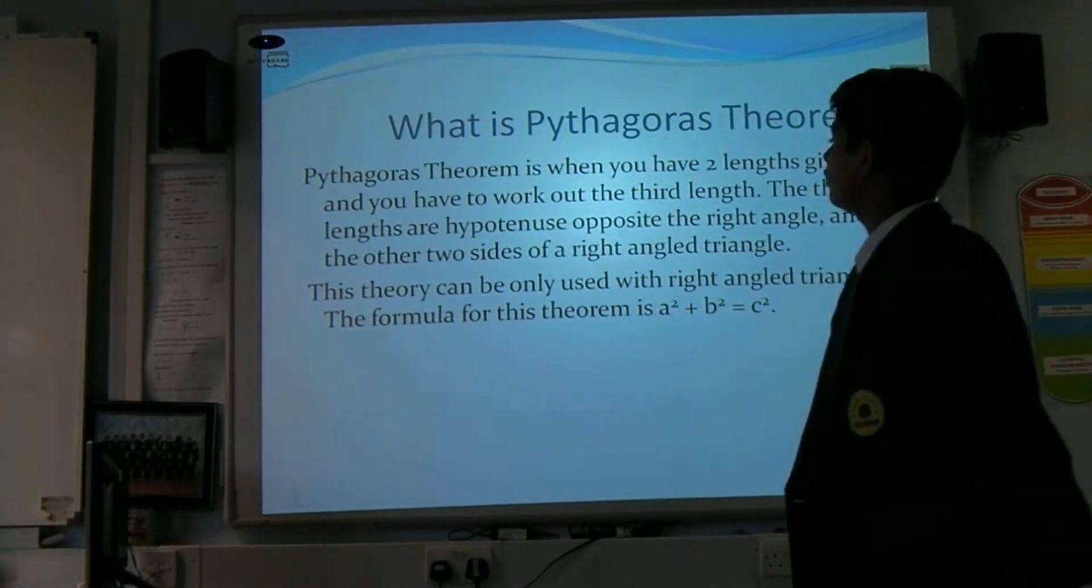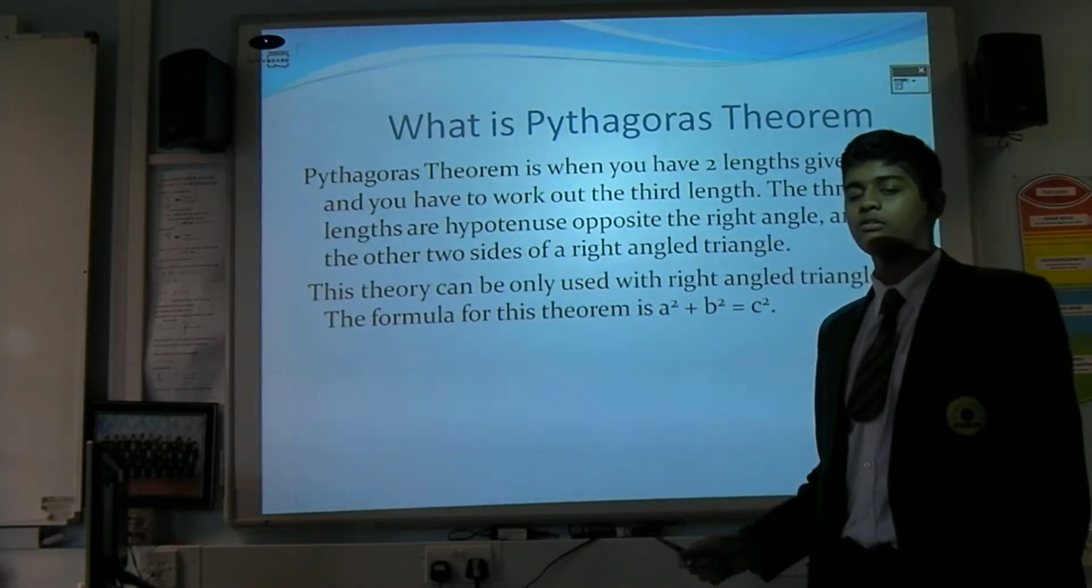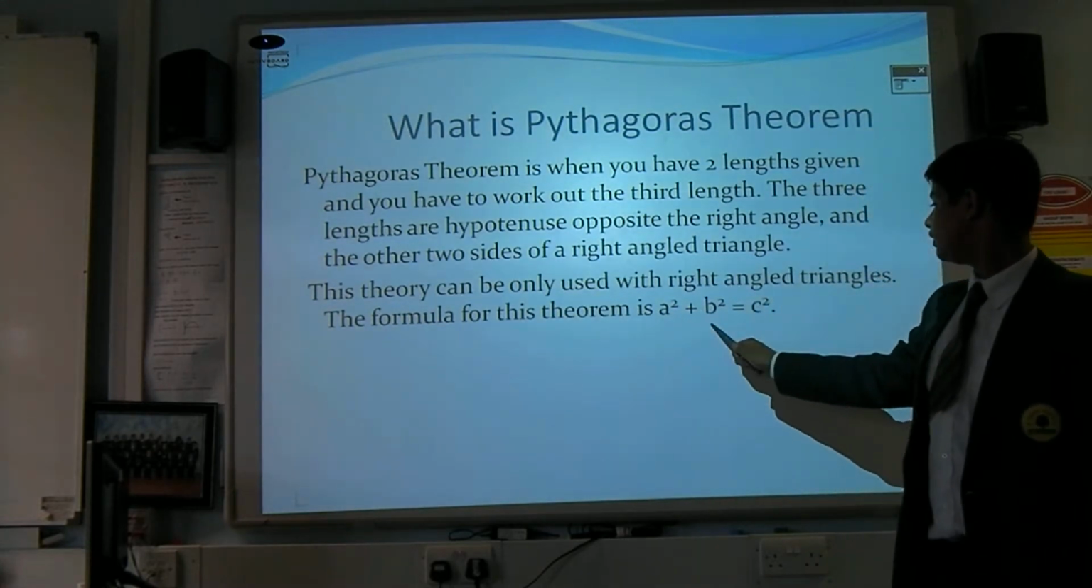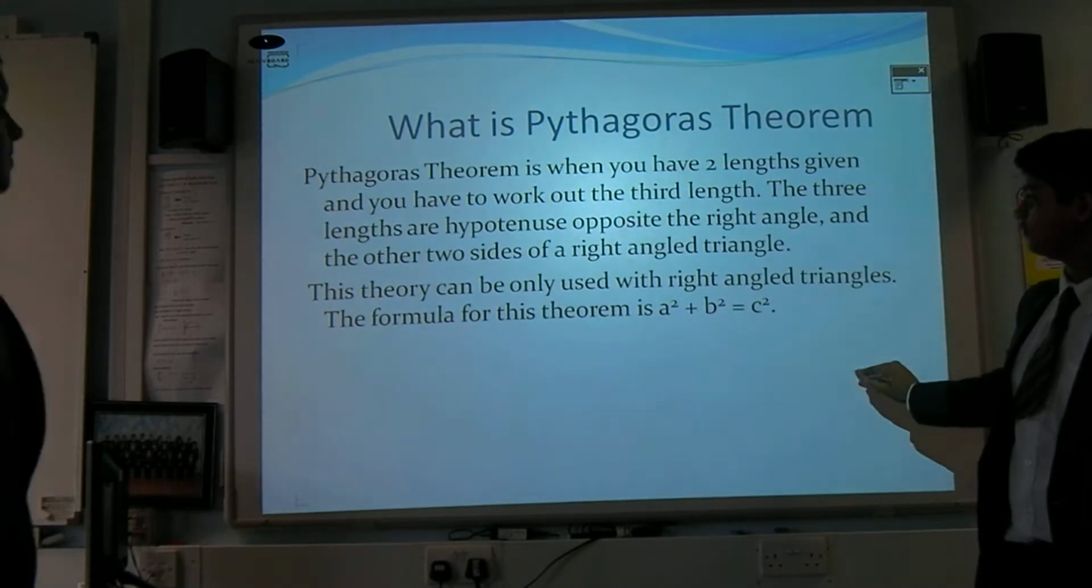So what is Pythagoras' theorem? Pythagoras' theorem is used to work out the third length of a right-angled triangle. It only works with a right-angled triangle. The formula for this theorem is a squared plus b squared equals c squared. The c is always the hypotenuse.